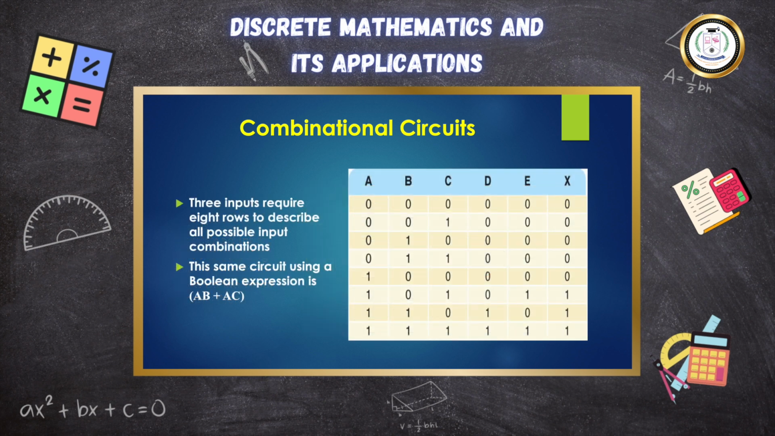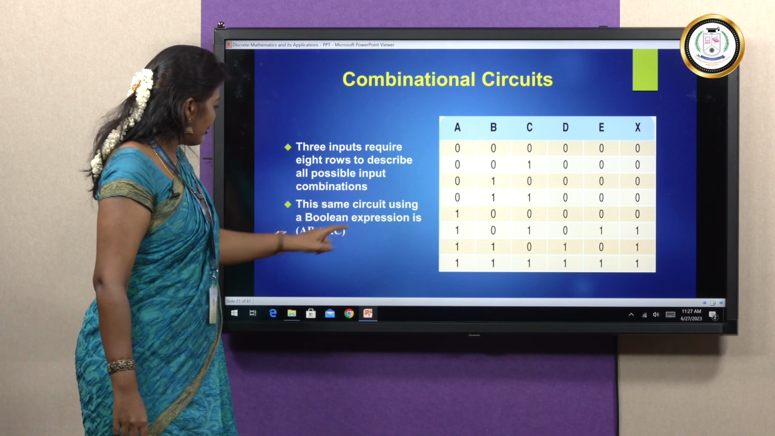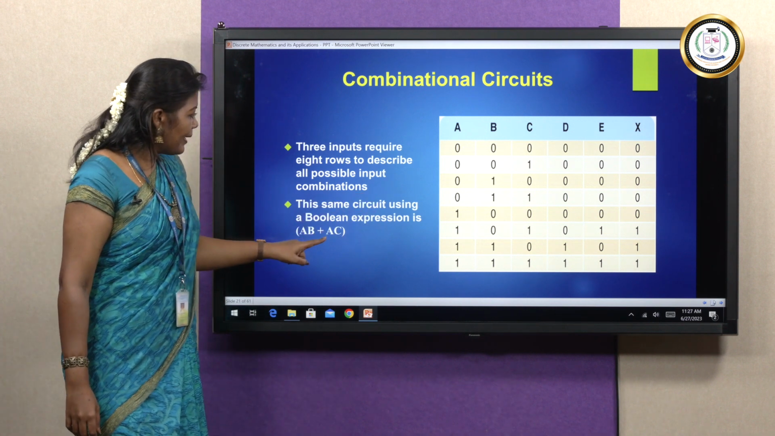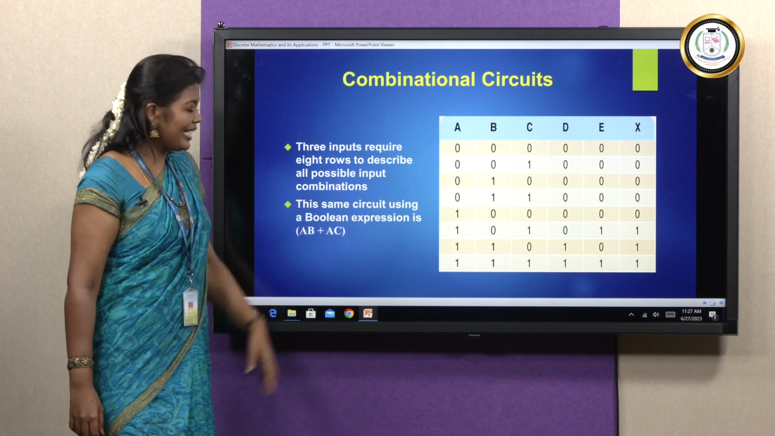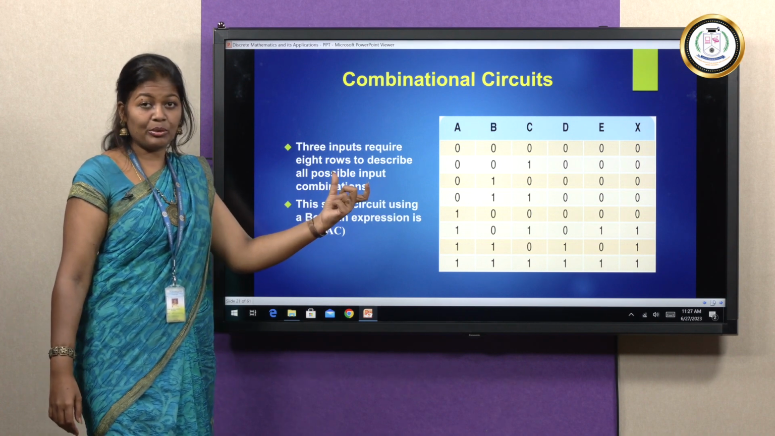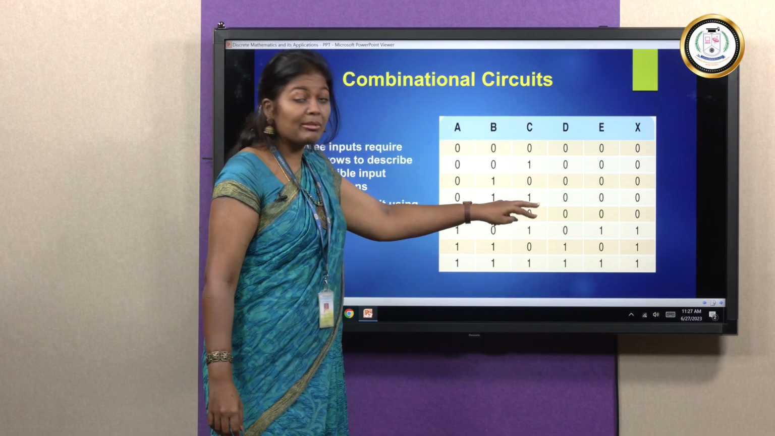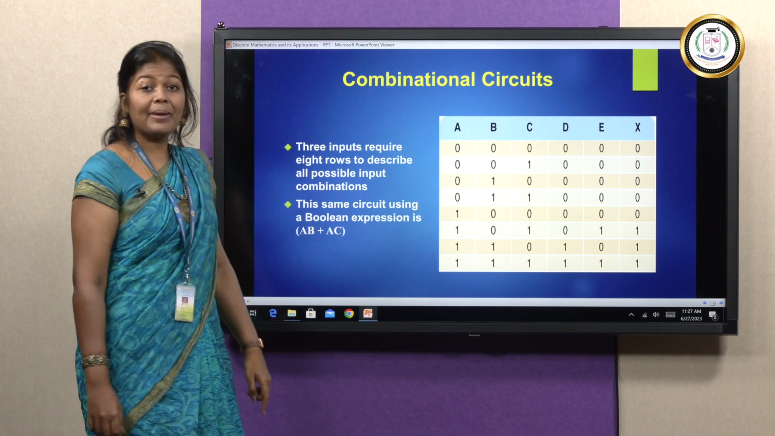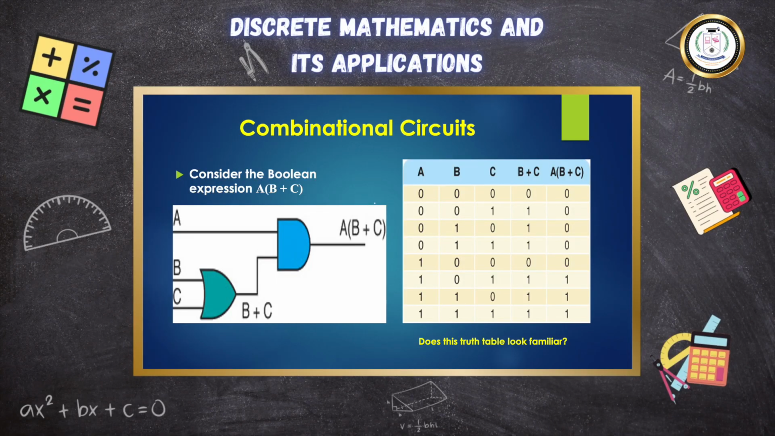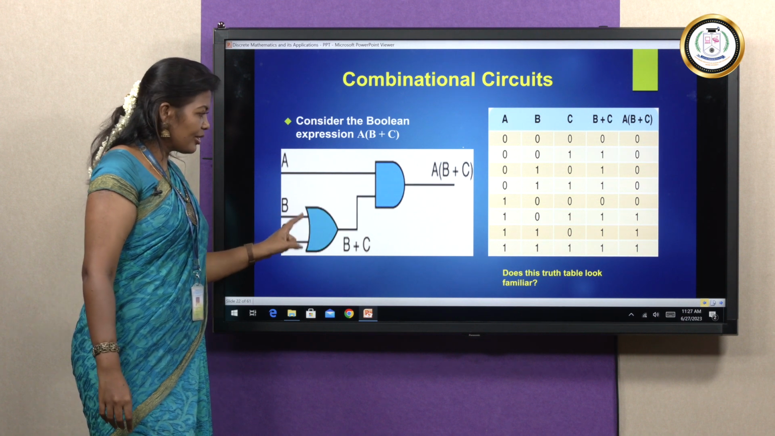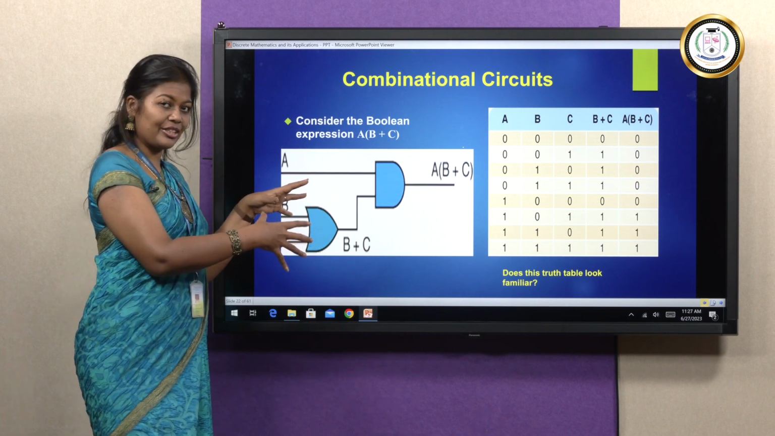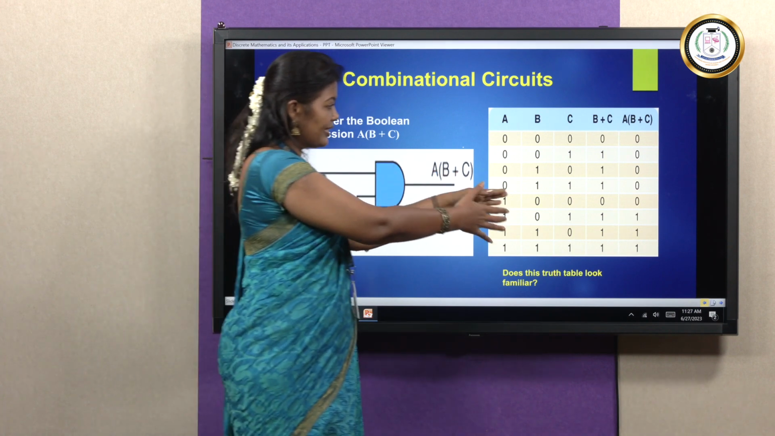Okay, and if you look at this, this is the truth table for AB plus AC. So again, you have these 8 rows because you have 3 different input variables. So you have 8 combinations, and this is the circuit, and this is the truth table for the circuit AB plus AC. This is the circuit which represents A and B or C. Okay, so this is the circuit, and that's the truth table for the circuit.